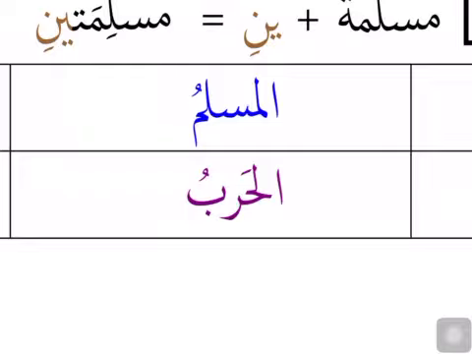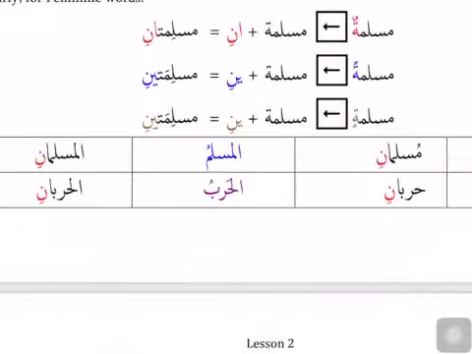Well, it's pretty simple. You'll still do the same thing. You will still have the same options to either add ani or aini. Dhamma, ani. Fatha or kasra, aini. So if it is al-muslimu, the musanna form will be al-muslimani. Muslimani, two Muslims, indefinite. Al-muslimani, two definite Muslims. The Muslims, the two Muslims.